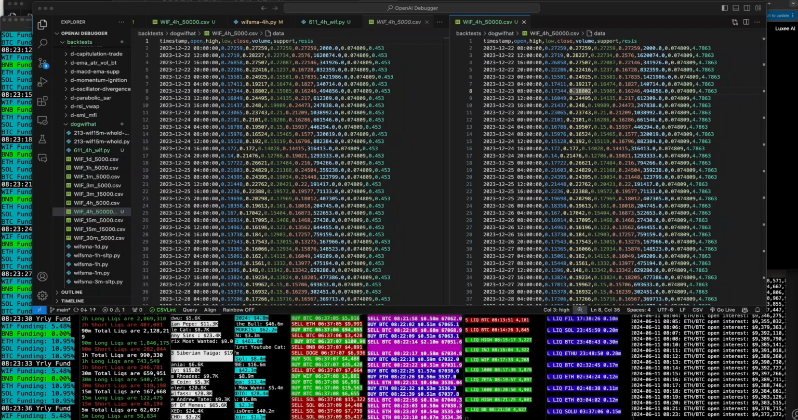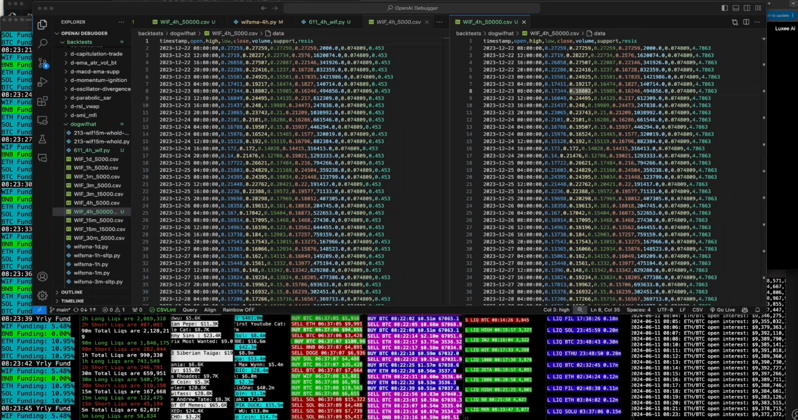Matic Plays says, how much minimum profit can we make off these bots per day? It's unlimited, honestly. It just depends on what your strategy is. You've got to have your own strat, though. You've got to figure out your own strat.